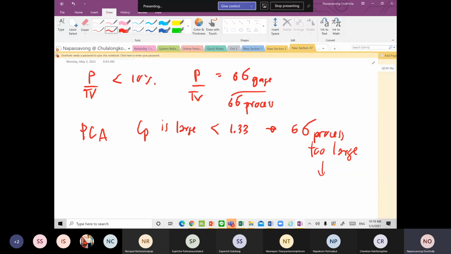Supicha, are you there? Remember when we do process capability analysis, we have two approaches, like to move mean to the target or to reduce the variation of the parts. So if the variation of the process is too large, which can be seen by the CP number, what will you do? I can't remember.